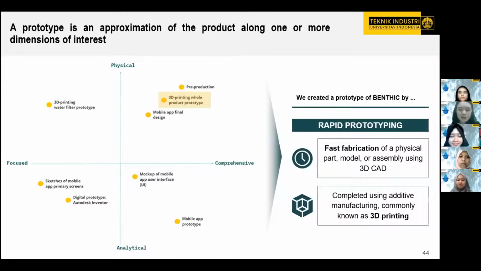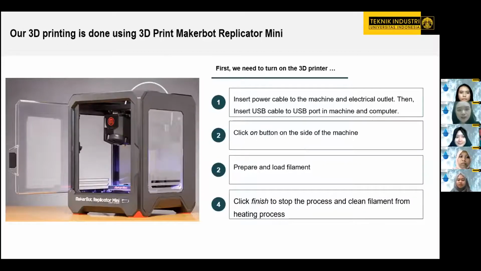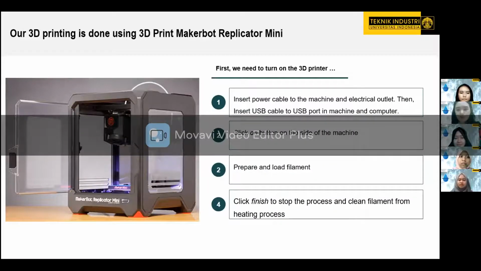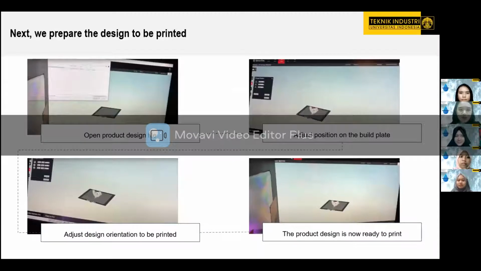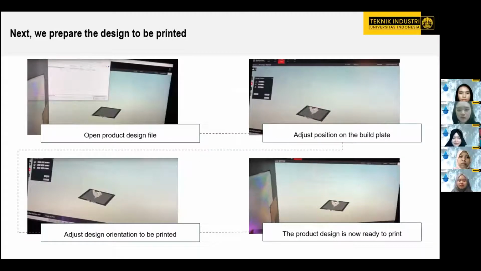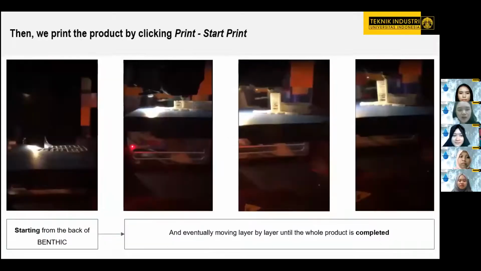Next. Finally, rapid prototyping is done for fast model fabrication using 3D printer. Next. We use the 3D print MakerBot Replicator Mini, where the machine needs to be set up by connecting to electrical socket and loading the 3D printer filament. Next. Then the digital prototype is opened on the MakerBot desktop and adjusted for 3D printing. Next. Finally, we print the product by clicking Start Print.